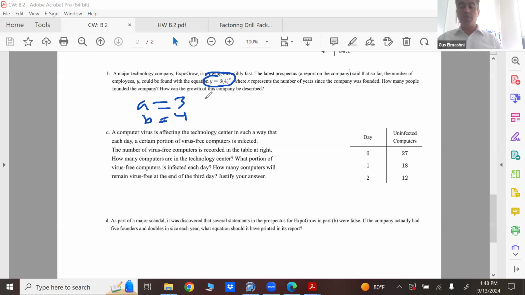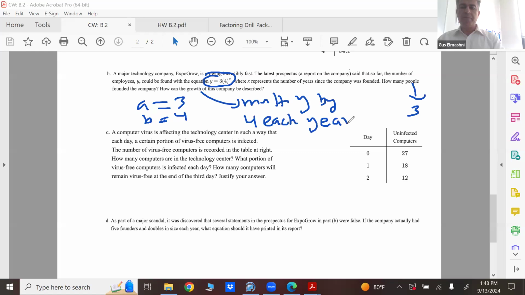So how many people did we start with? What's the initial value? 3. And how's it growing? You multiply y by 4 each year. Okay, we good with that? Yeah. Cool, good. Great, awesome.